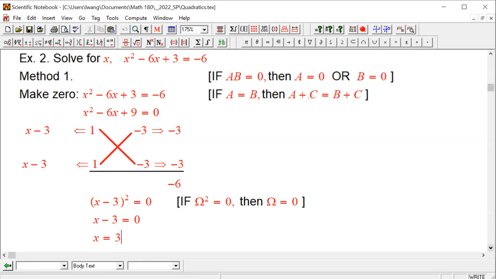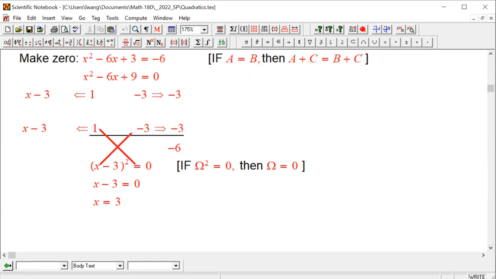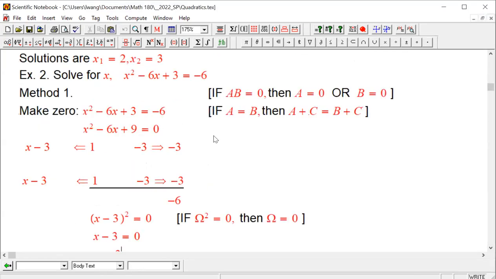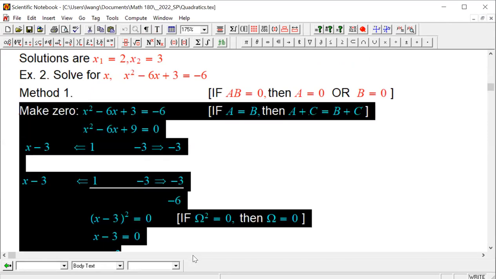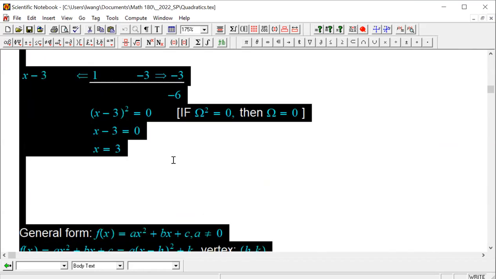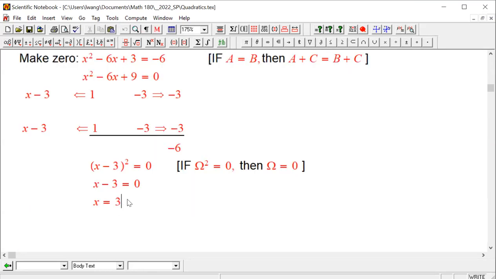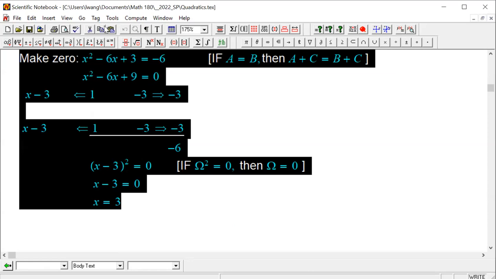And there's another version of the work you can show. For example, if I show this method, this is how I would show work.